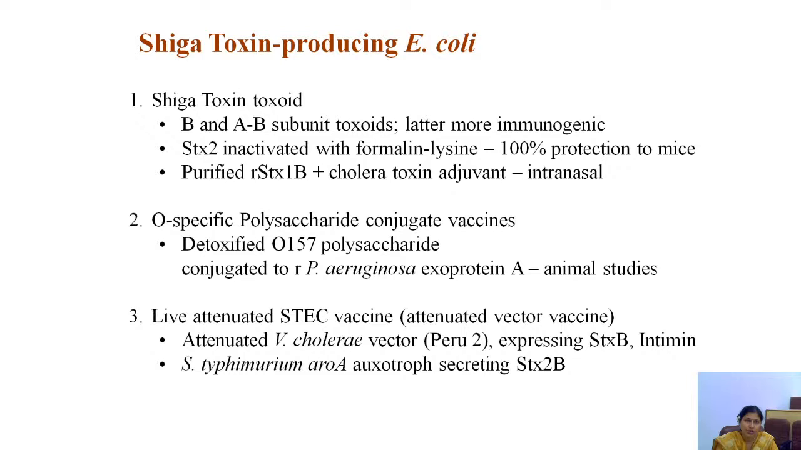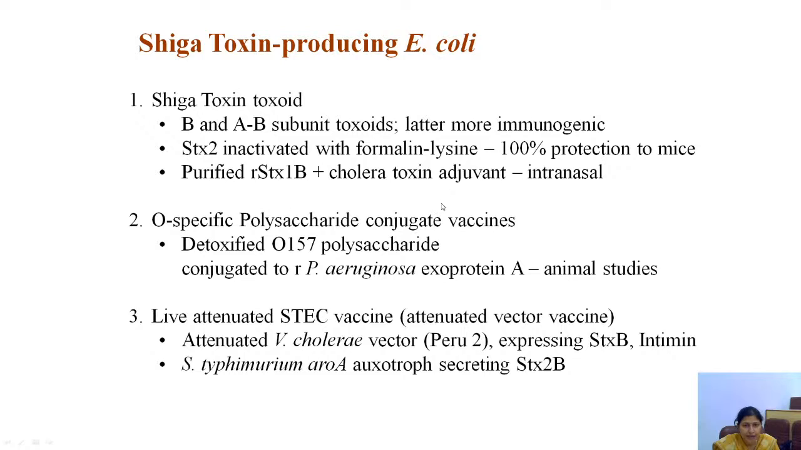For Shiga toxin producing E. coli, Shiga toxoid has been prepared targeting the B component and the AB subunit. The latter, that is AB, is more immunogenic. The Stx2 toxin has been inactivated with formalin and given in mice, and 100% protection was found. Many of them are under trial or research, and very few have been marketed.